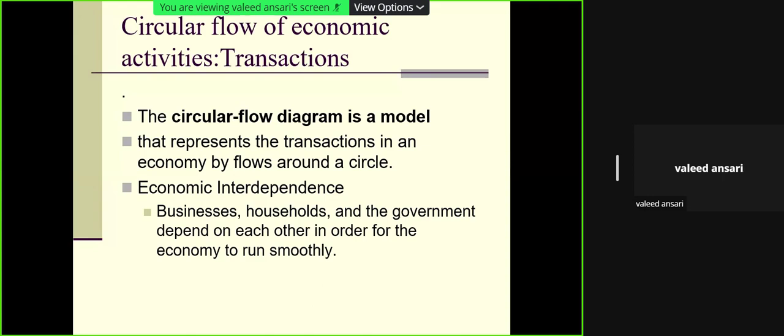Today I am going to discuss a model which is very helpful in understanding the microeconomy. That model is known as the circular flow of economic activity. Now this model, and a model is an abstraction of reality.